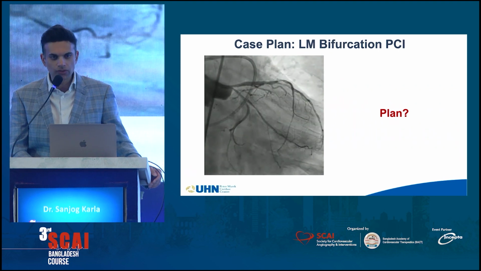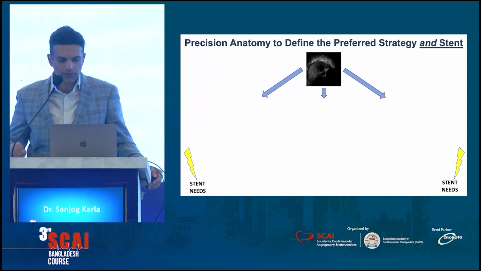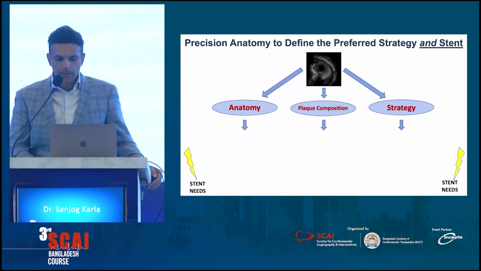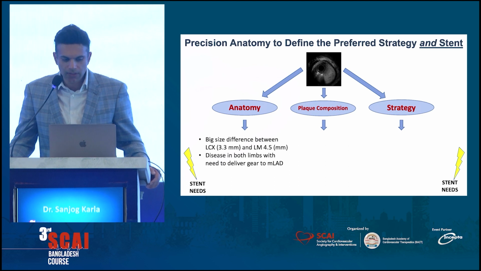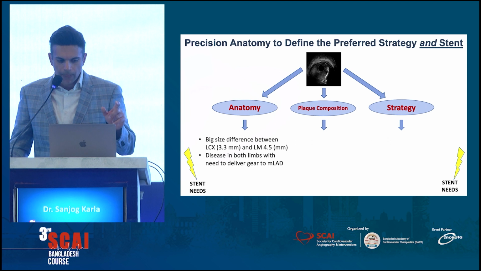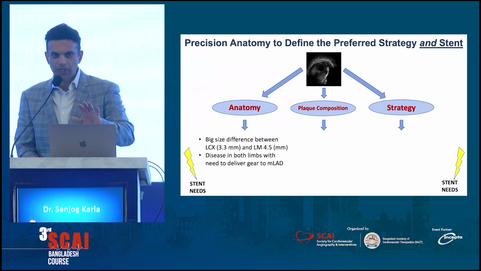So how do we then use the precision anatomy that we talked about to define the perfect stent strategy and stent? Well, remember the anatomy, plaque composition, and strategy, right? So on the anatomy side, what we learned was that there is a big difference between the left circ size and the left main size, right? It went from 3.3 to 4.5. There was disease in both limbs, and we needed to deliver gear into the mid-LAD past what would be a left main to circumflex stent. So it's probably a good idea to address the distal disease first.